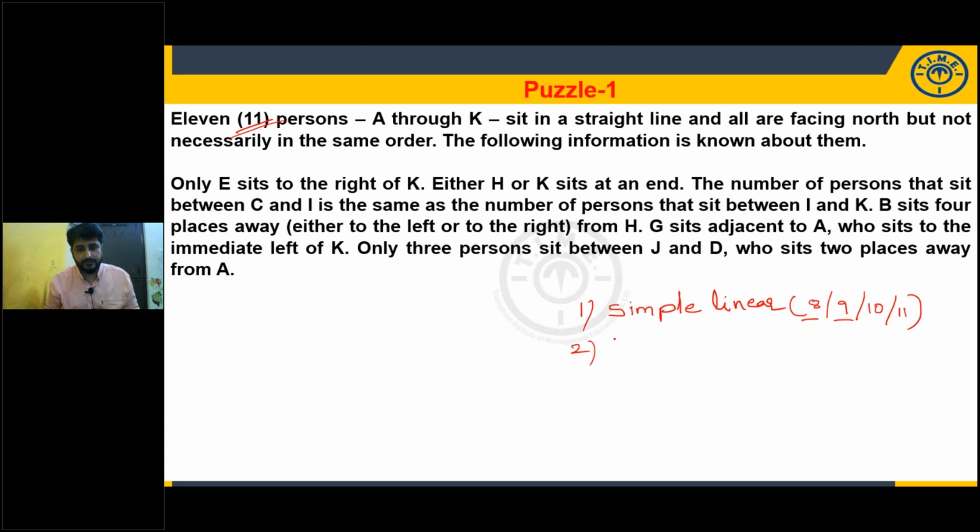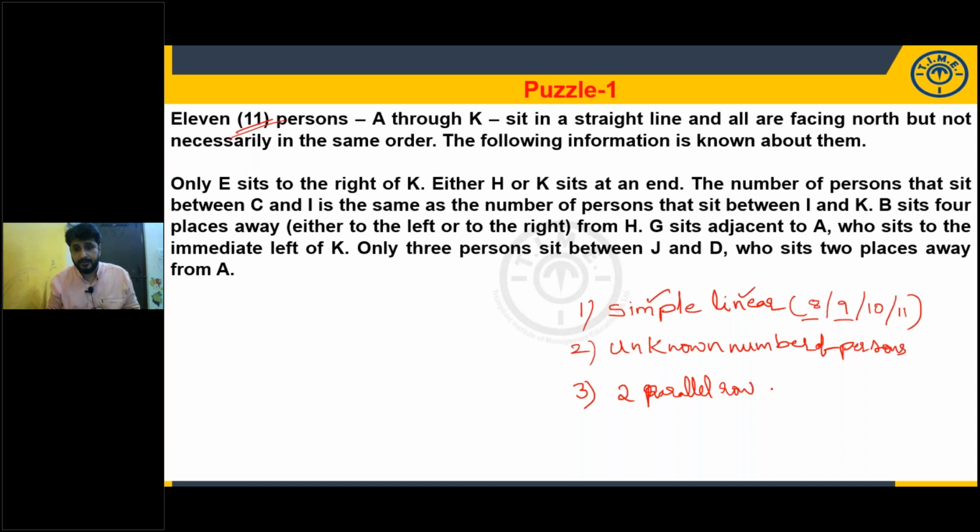And the second one is unknown number of persons in the arrangement. Number of persons, how many are there? They won't mention. In the simple linear, they will mention the number of persons, but in this one, they won't mention the number of persons. And the third one is two row arrangement, two parallel rows arrangement.